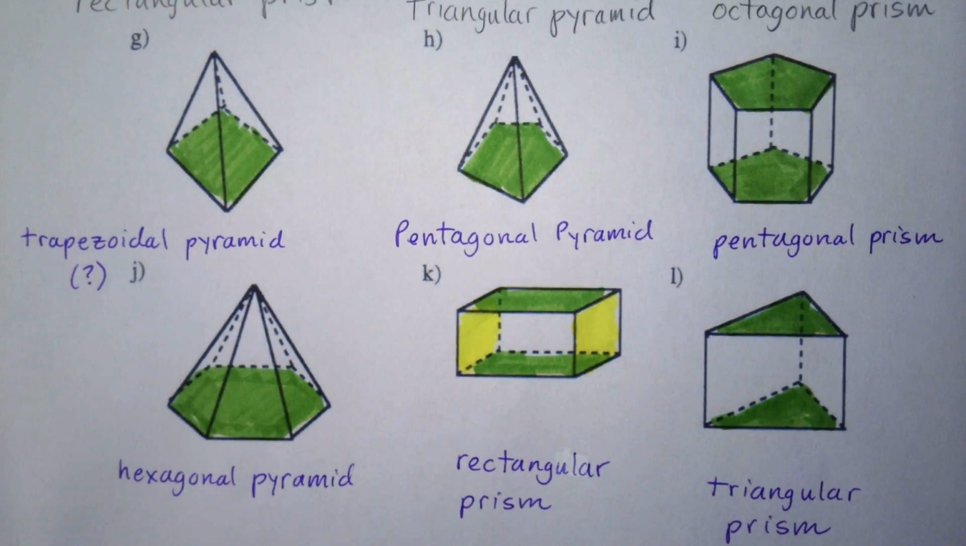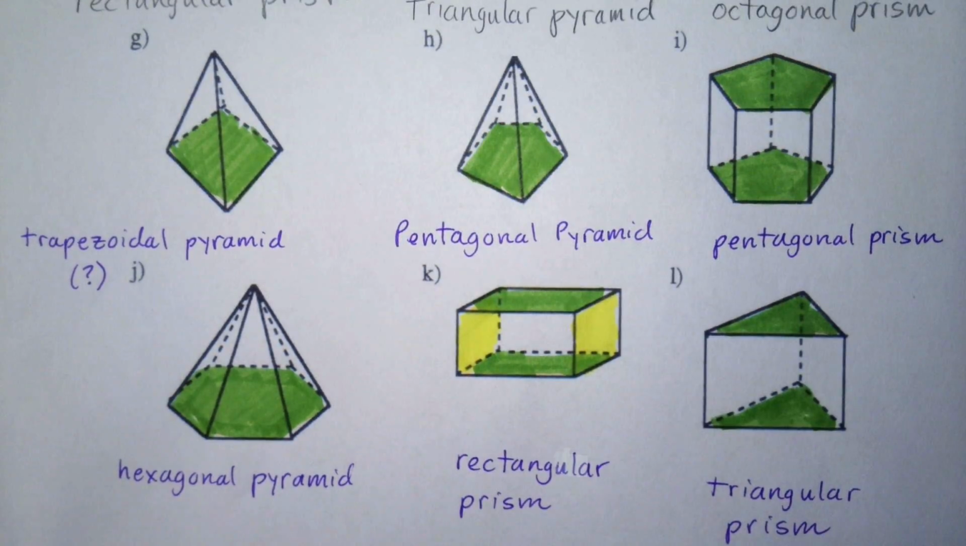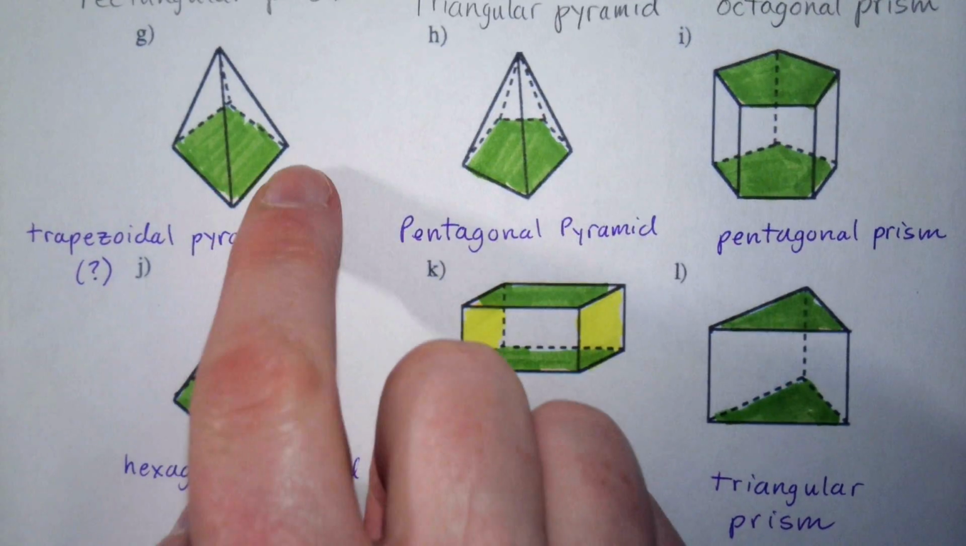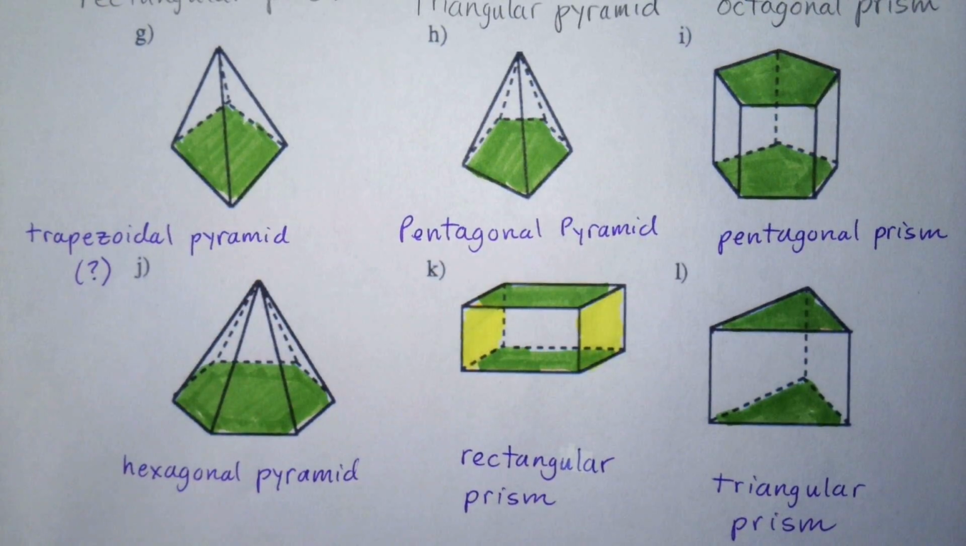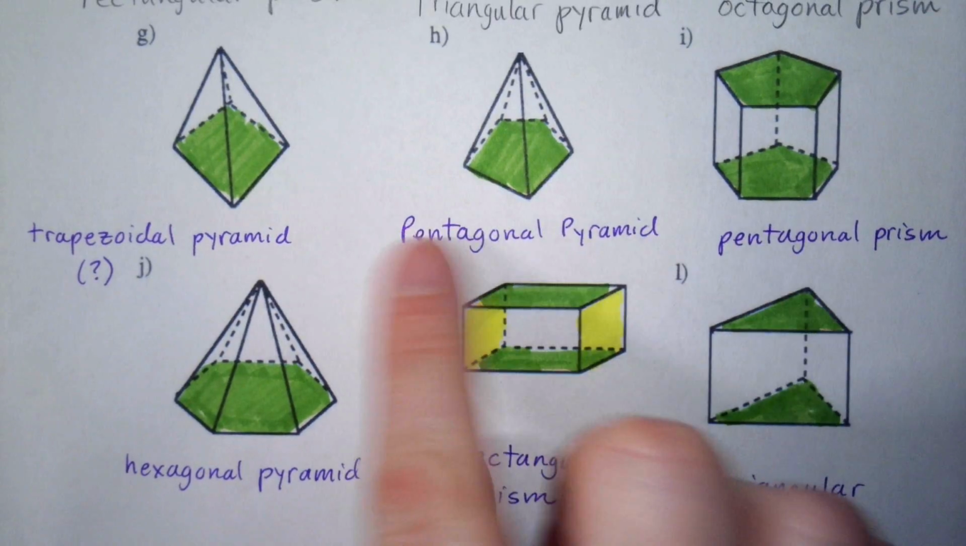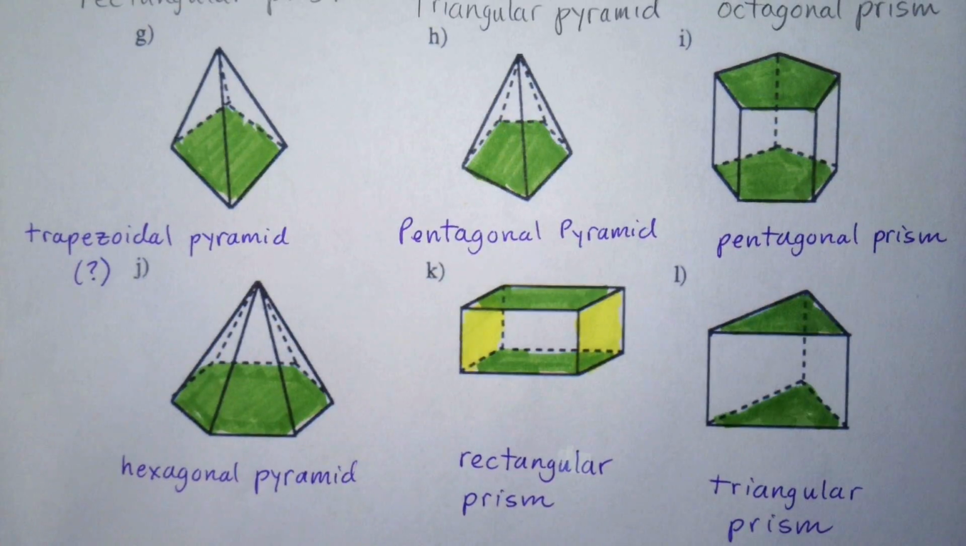Letter G. I call that a trapezoidal pyramid. I think that the base is a little hard to see given the perspective. Maybe you said rectangular, maybe you said square, parallelogram. I'll accept any of those answers. This one's kind of hard to see. Letter H, pentagonal pyramid. I don't know why I capitalized the P's here and I didn't do it the rest of the time. Okay, letter I, pentagonal prism.